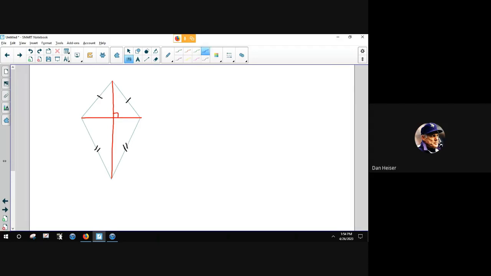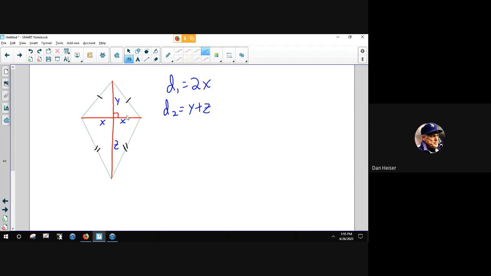Only now, the diagonals of a kite do not bisect each other. Only one diagonal is bisected, this one. It's the diagonal that connects the two equal angles. These two angles of the kite are the same. These two angles are not necessarily the same. So I end up with some different measurements here. x and x. So again, I'll call that diagonal 1. The diagonal 2 is going to be whatever y is plus whatever z is.